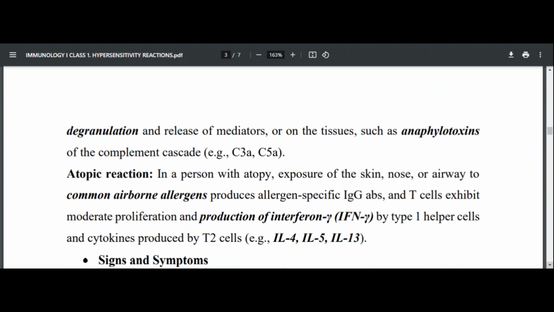Those are common airborne allergens, which will then produce allergen-specific antibodies, and also production of some mediators, including interferon gamma, which is actually an inflammatory mediator, as well as some other interleukins, the 4, 5, and 13. So this can lead to atopy because it is not really common in everyone, but there are some people with atopy who actually react to these common airborne allergens, and then it leads to a hypersensitivity reaction in those patients.